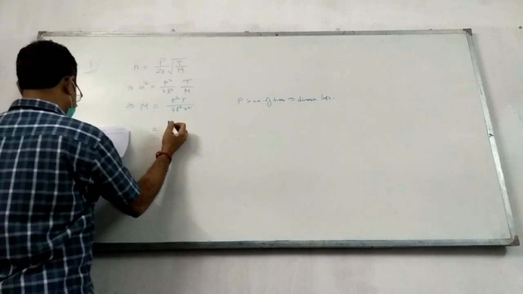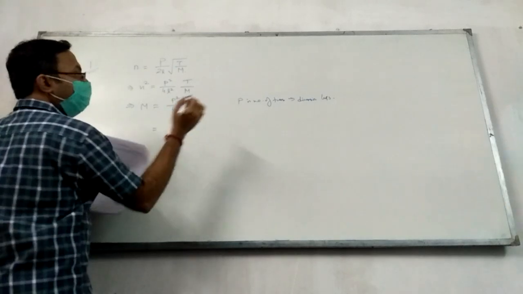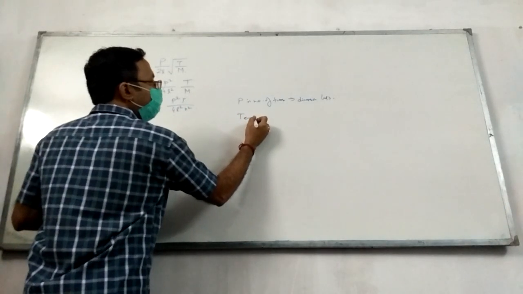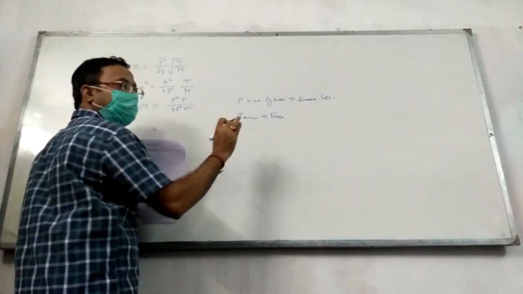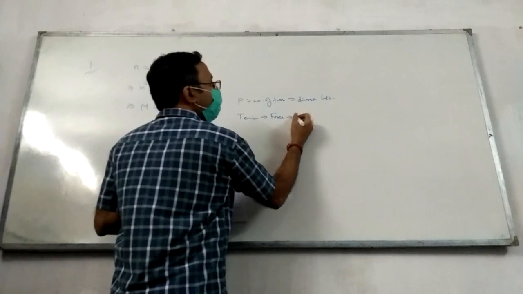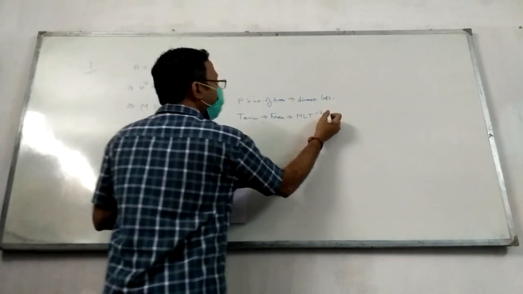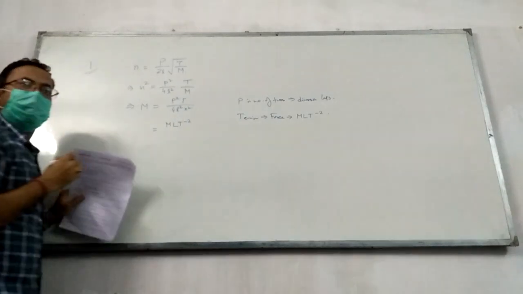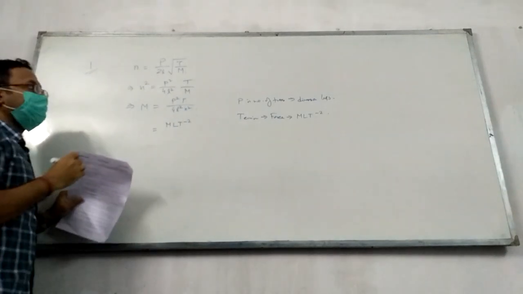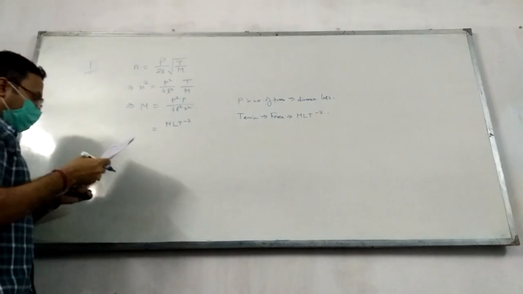Then P is what? P is tension. You know what is tension? Tension is force. Tension is just force. So what is the dimension of force? MLT to the power -2. So in place of P, carefully write MLT to the power -2. Force by length the bar.